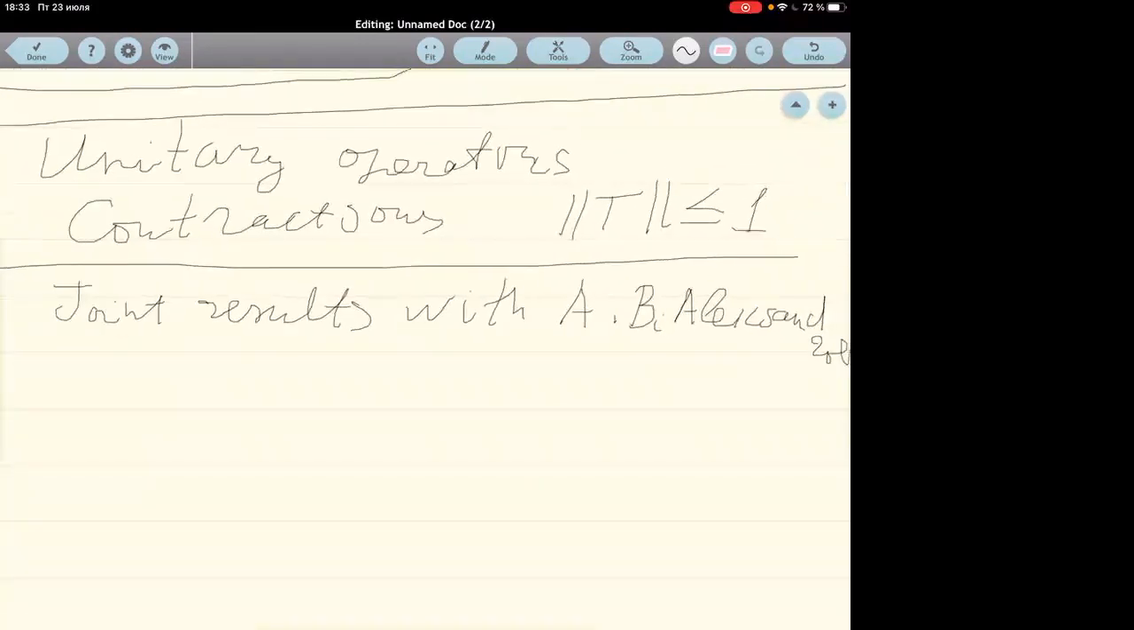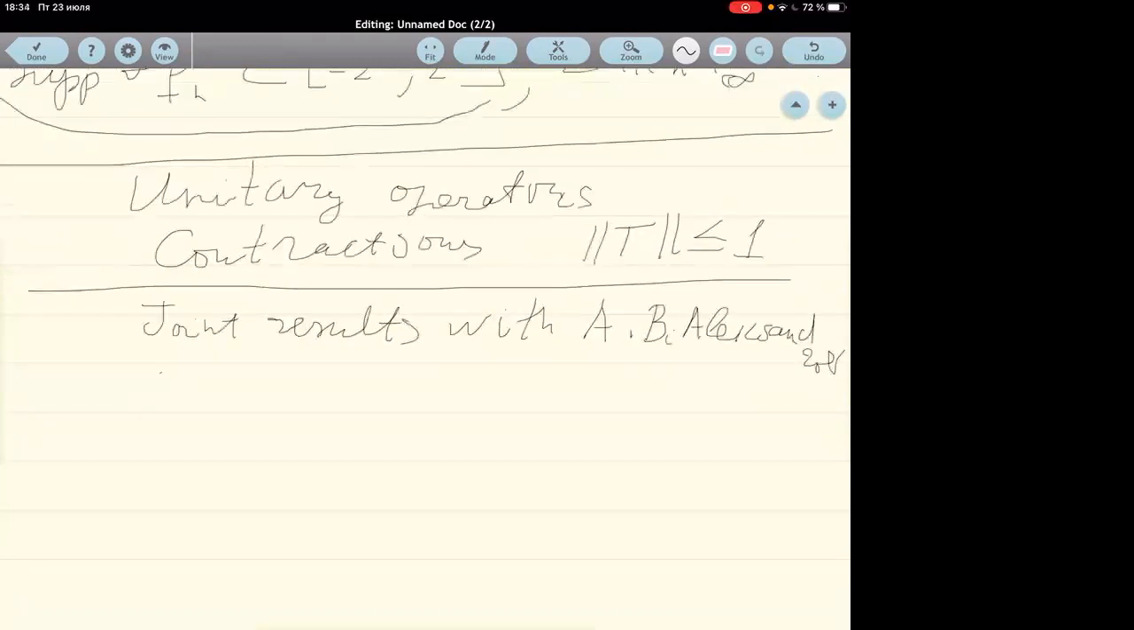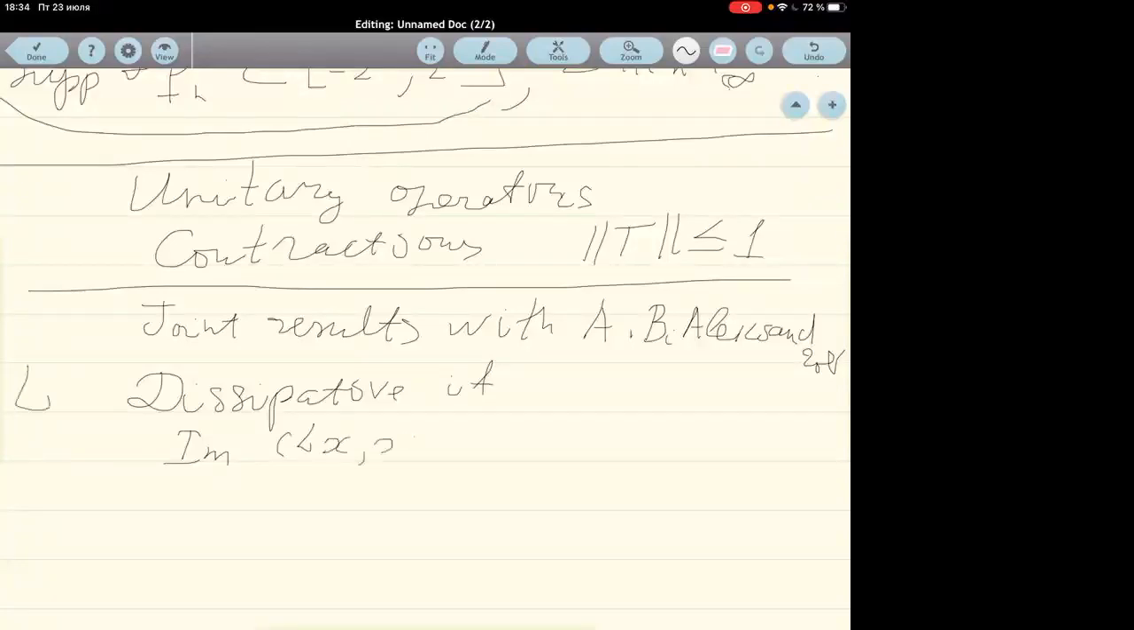I am going to consider the case of dissipative operators. Let me remind you that an operator L is called dissipative if the imaginary part of the inner product of Lx and x is non-negative.